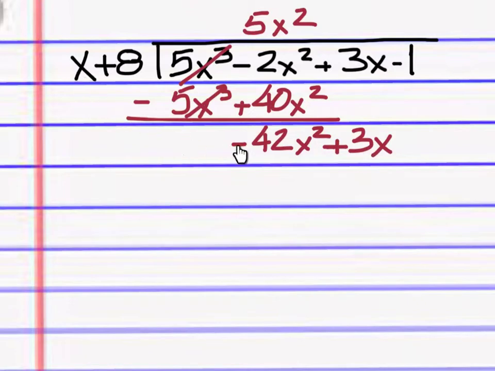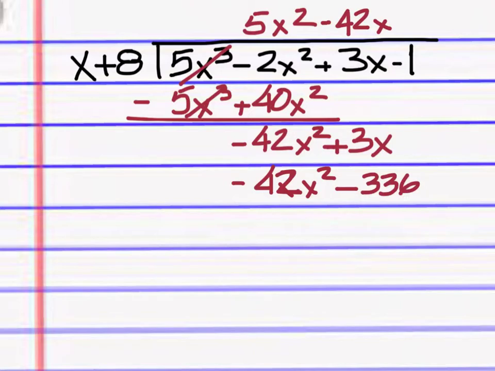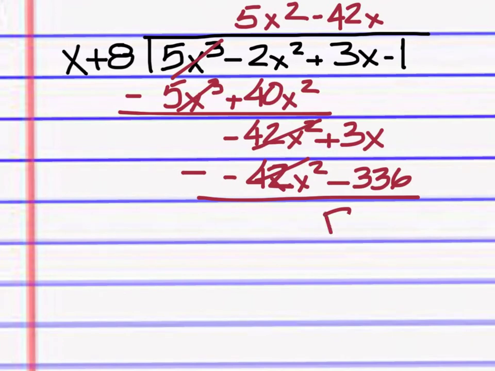I have to multiply x by a negative 42x to get this. So minus 42x here would give me a negative 42x squared. And then minus 42 times 8 I cannot do in my head right off the bat, so it's a negative 336. And when I subtract, these will cancel out. 3 minus a negative 336 is a positive 339. There we go. Should have been an x there as well.